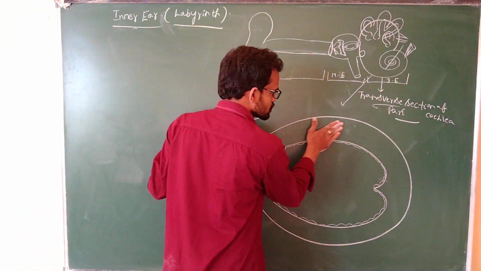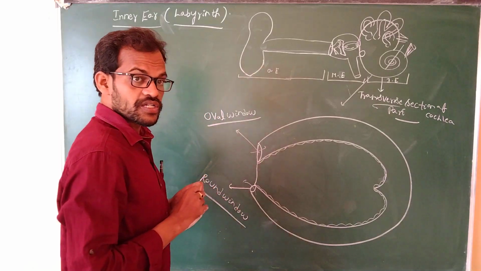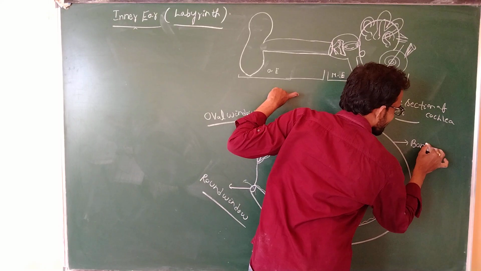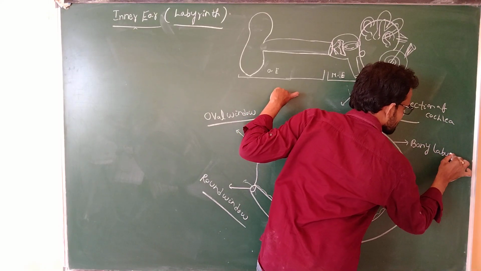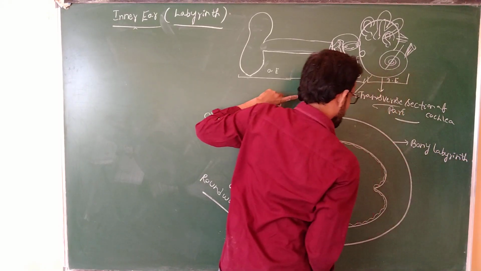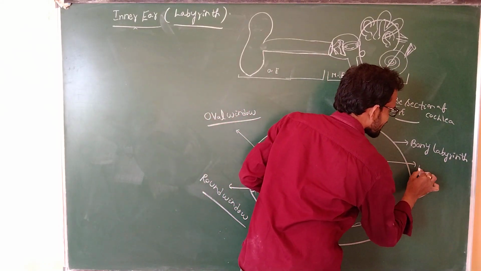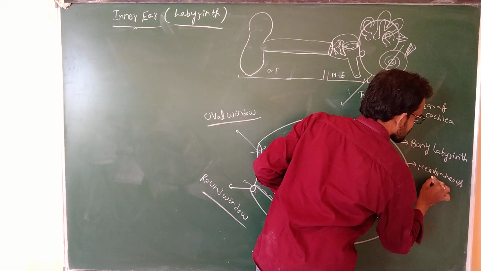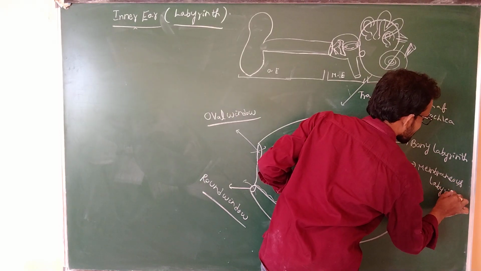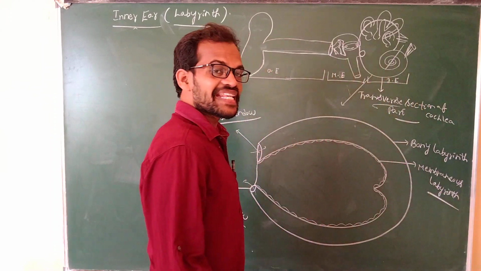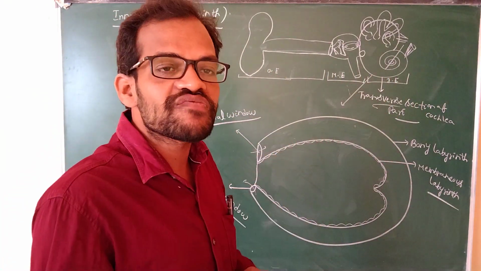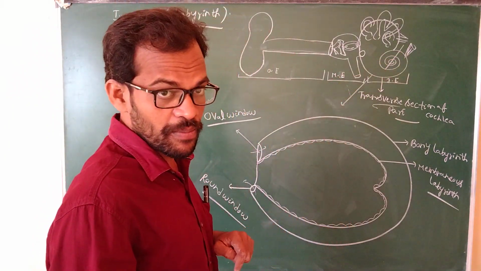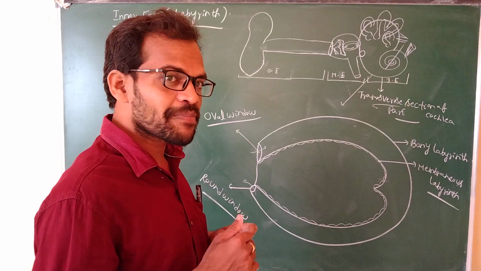Coming to this part, see here, this is the bony labyrinth. This part indicates the membranous labyrinth. In the transverse section of the cochlear part, the outer part is the bony part, and the inner part is the membranous part.